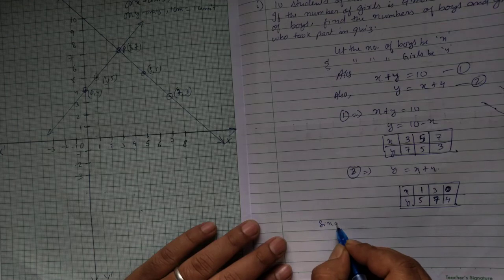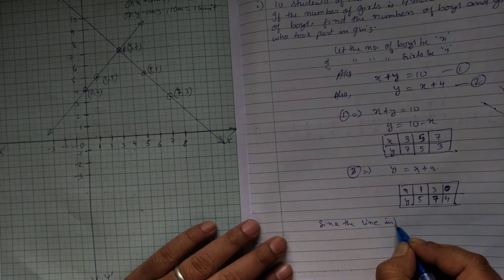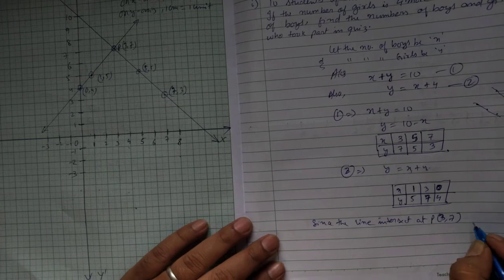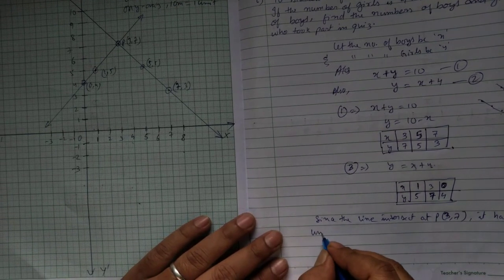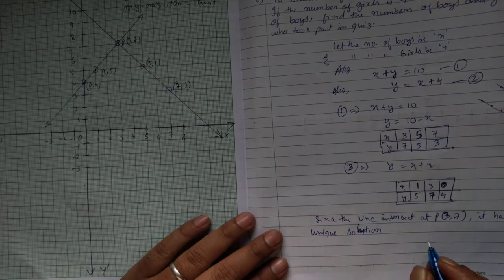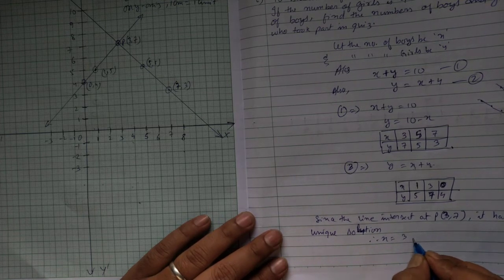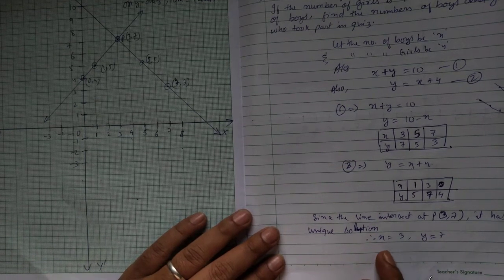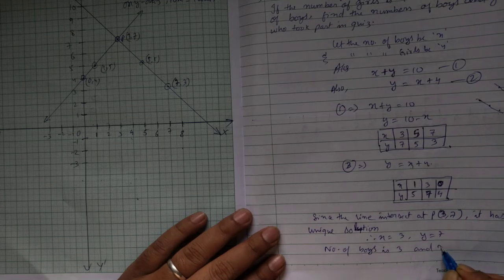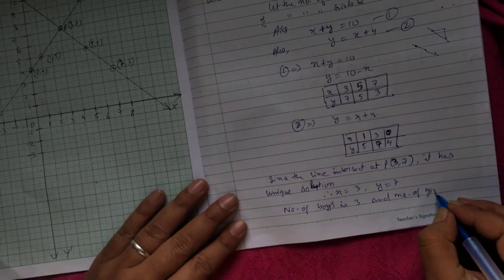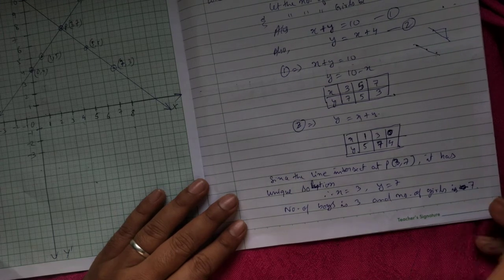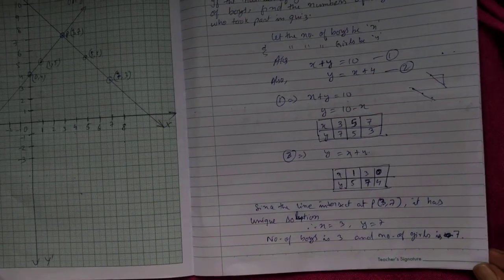Since the lines intersect at P(3, 7), it has a unique solution. That means it has only one value of x and one value of y. Therefore, x is 3 and y is 7. So you got the number of boys and girls. You can write the number of boys is 3 and the number of girls is 7. You can pause the video to write the solution.